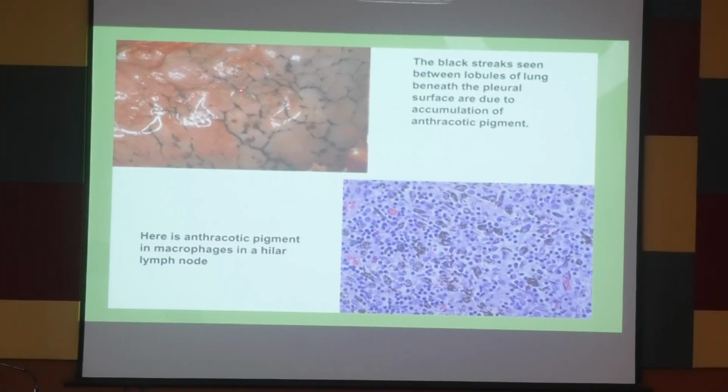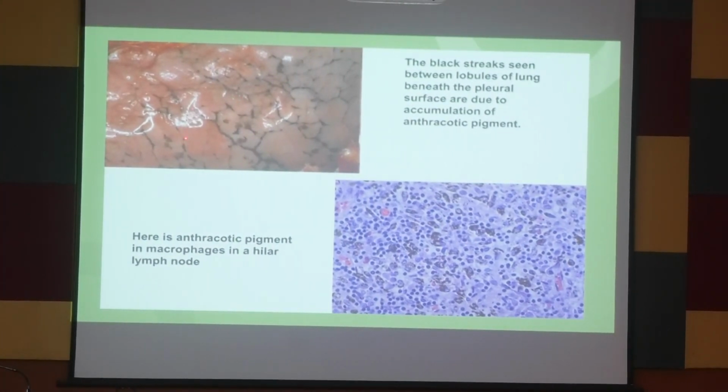The black streaks seen between the lobules of the lung beneath the pleural surface are due to accumulation of anthracotic pigments. Can everyone see? So this is the gross appearance of the lungs. The black streaks are mostly due to accumulation of coal or anthracosis, okay?